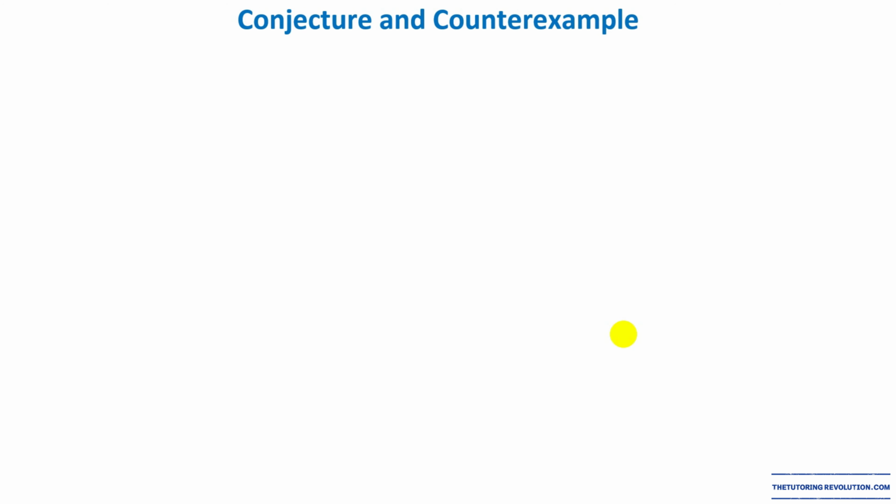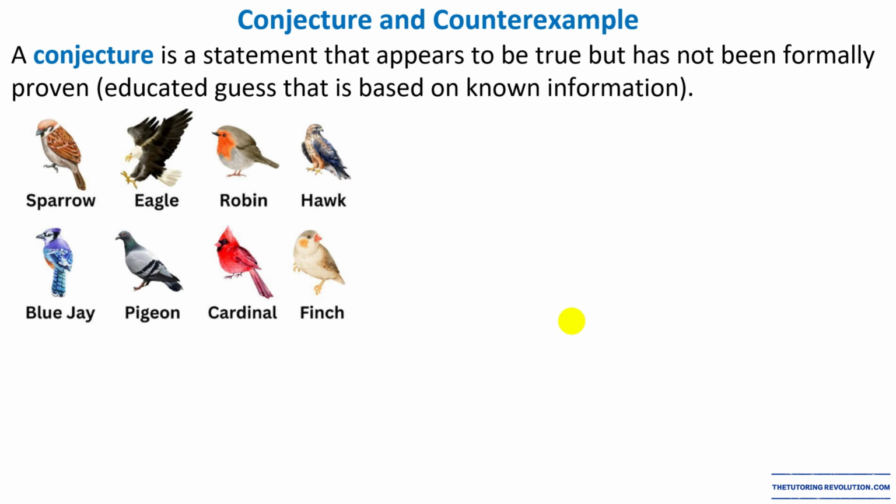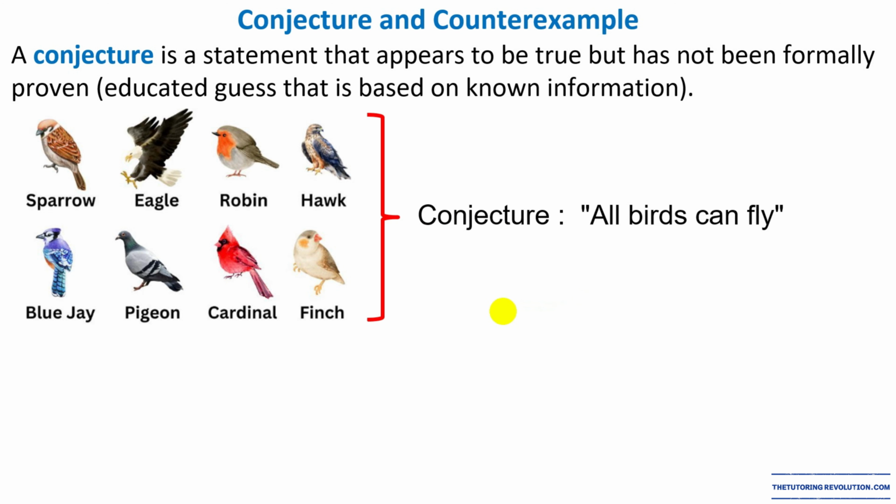Let's start with this concept of conjecture and counterexample first. A conjecture is a statement that appears to be true but has not been formally proven. Basically, it is an educated guess that is based on known information. For example, here we have different birds: a sparrow, eagle, robin, etc. And we realize that all of these birds can fly. So that would be our conjecture. We see this phenomenon that they fly, and we come up with this conjecture.